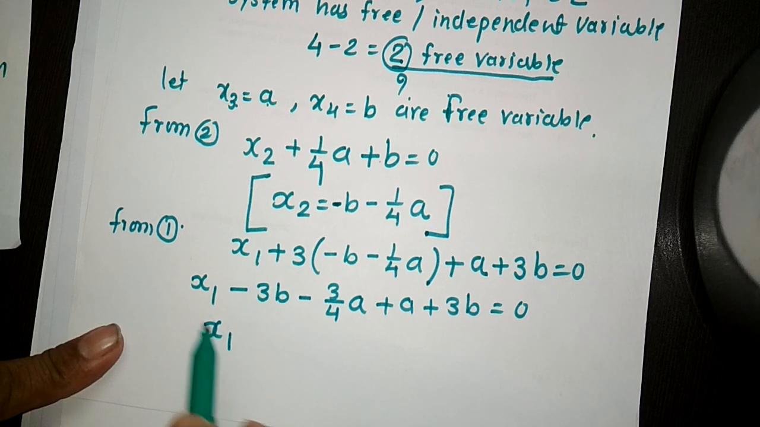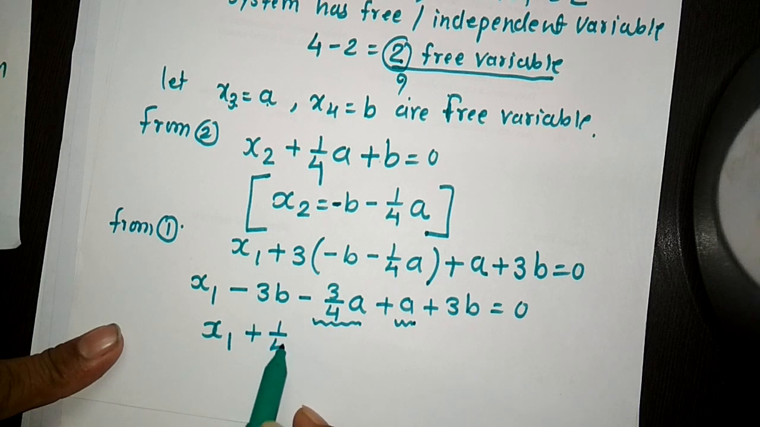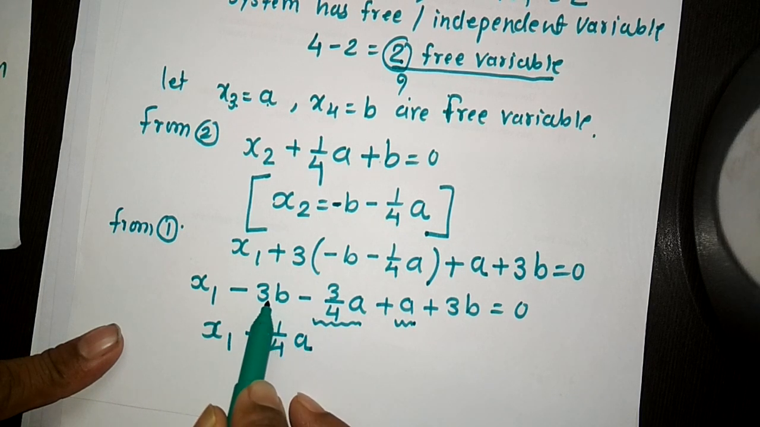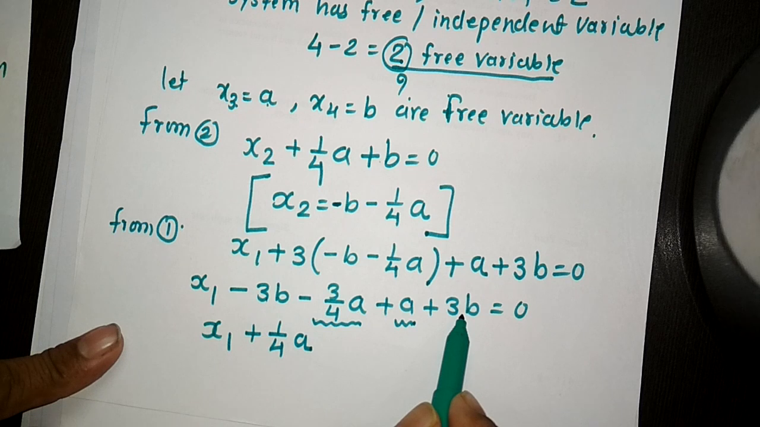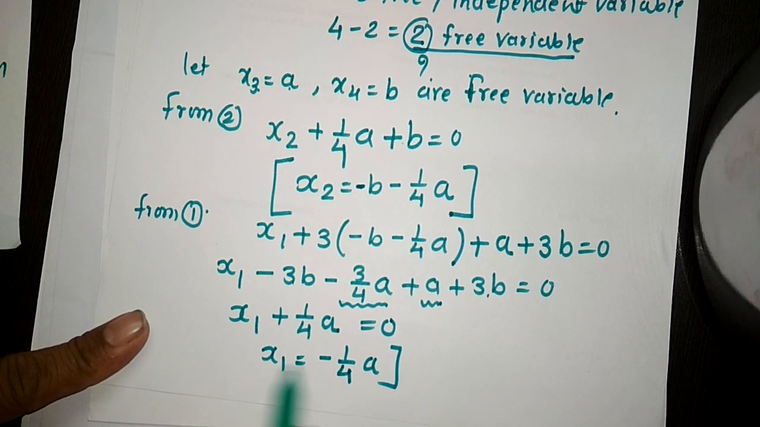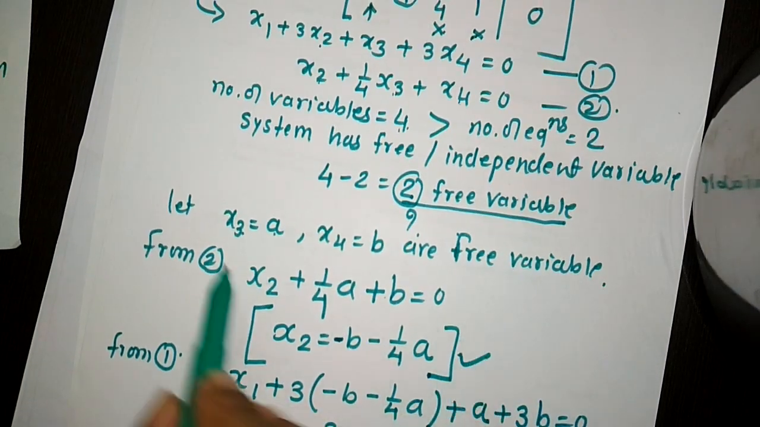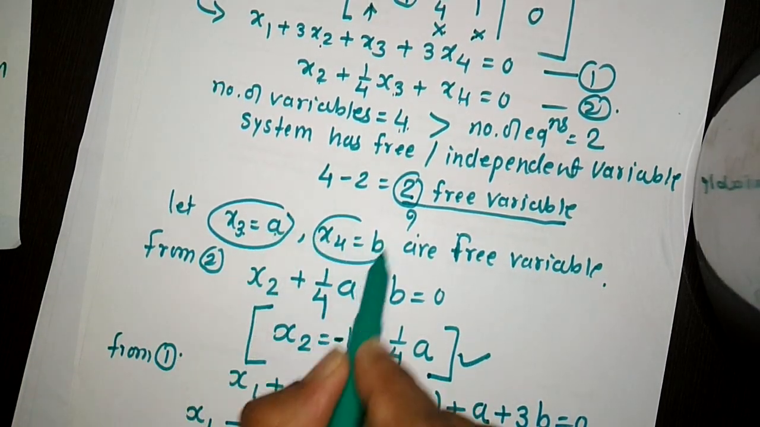So how many a are here? This one is minus 3 by 4 a and this one is a, so we get 1 by 4 a, and minus 3b and plus 3b cancel, which is equal to 0. So x1 is equal to minus 1 by 4 times a. So we get all the values x1, x2, x3, x4.